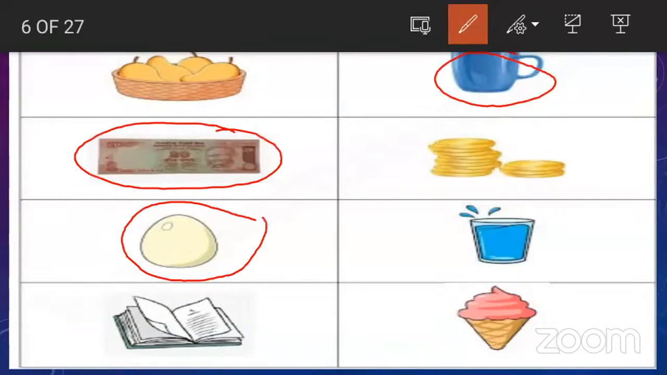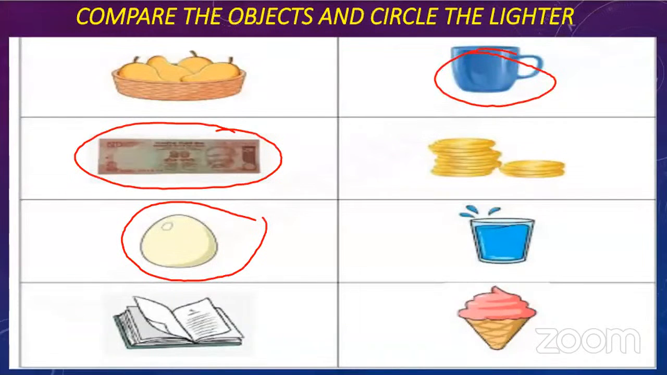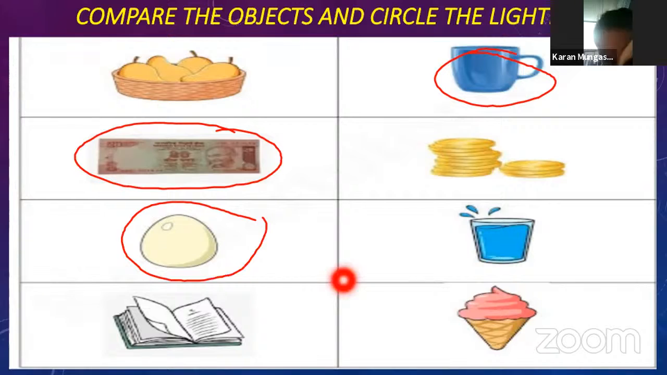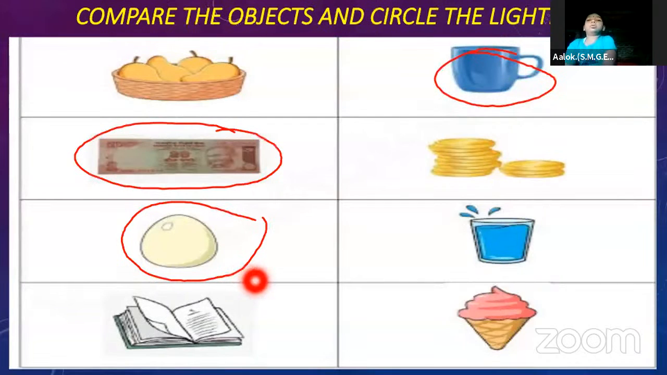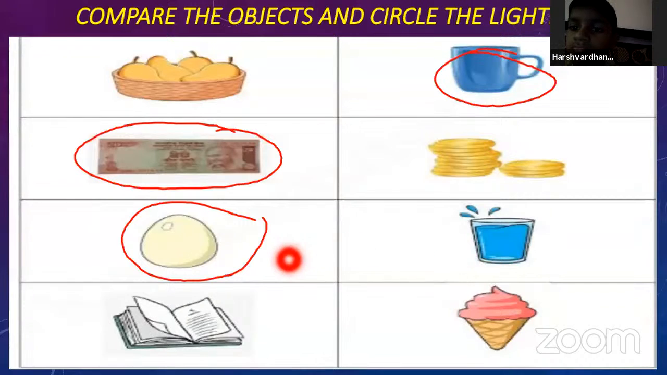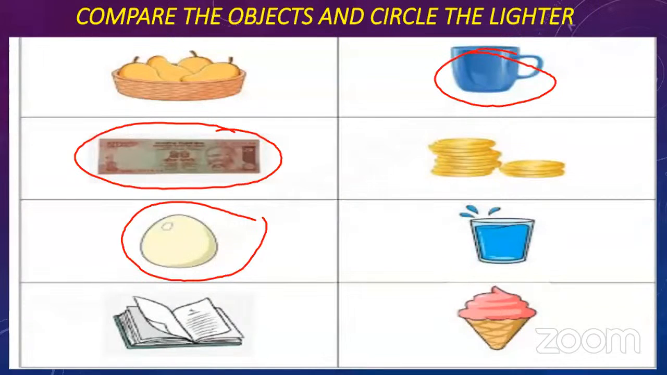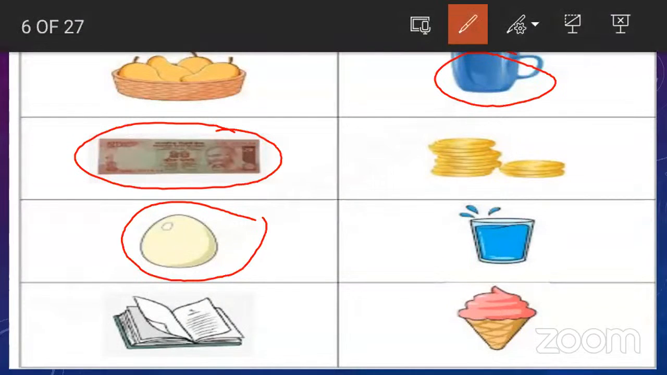Okay. Now last one. What do you see here? Ice cream. Yes. And here is a book. Okay. So which one is heavier or which one is lighter? Ice cream. Very nice. So ice cream is lighter. So let us put the circle to the ice cream.